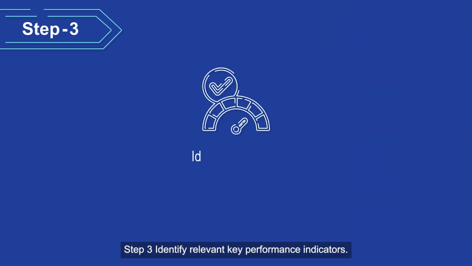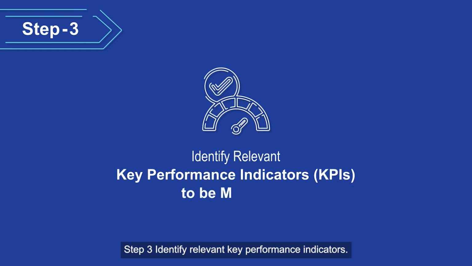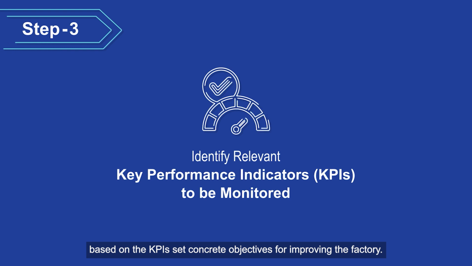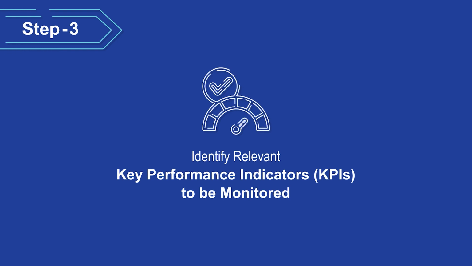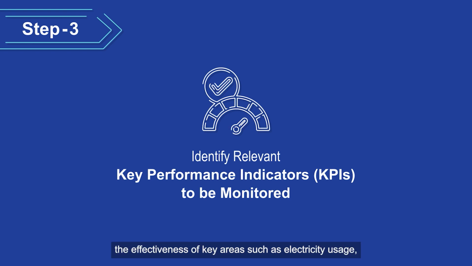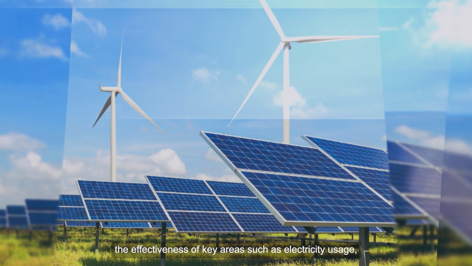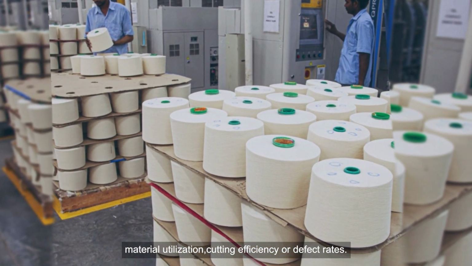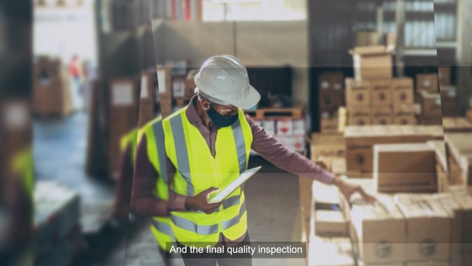Step 3. Identify relevant key performance indicators, the KPIs, to be monitored. Based on the KPIs, set concrete objectives for improving the factory. These indicators will demonstrate the effectiveness of key areas such as electricity usage, material utilization, cutting efficiency, or defect rates in the final quality inspection.